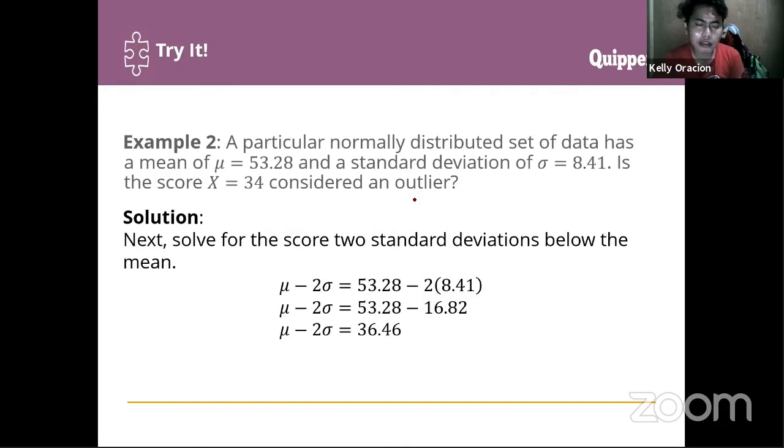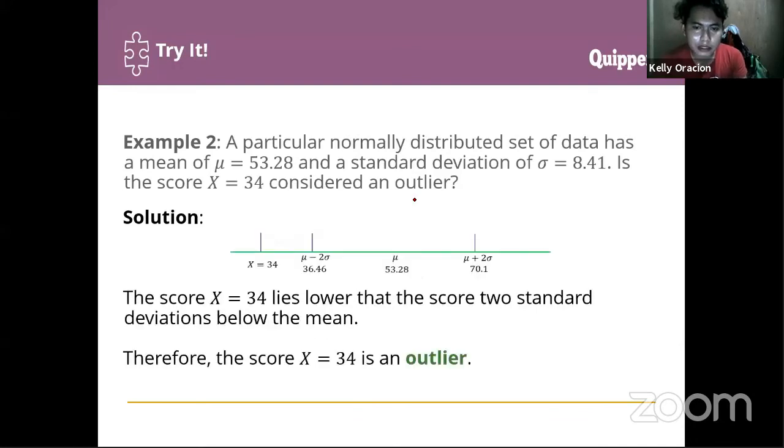Okay, next. Now, the below process. That means 34 is an outlier. Again, 34 is an outlier. Look here. What we got is lower. That's 2 standard deviations below the mean. The 34, this is 2 standard deviations below the mean.